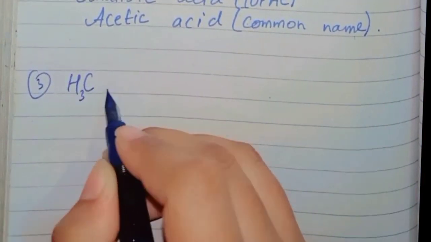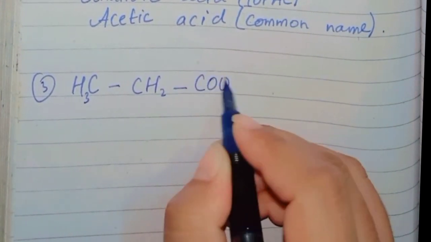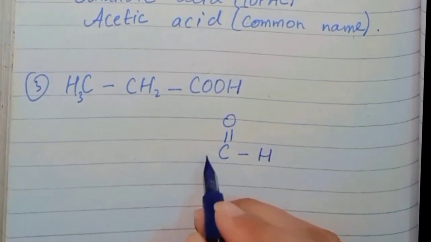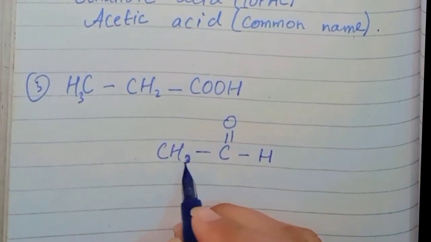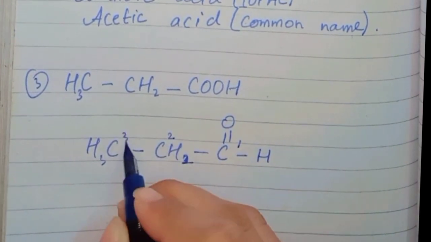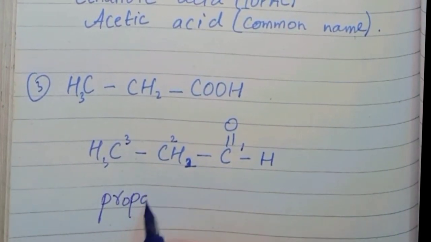The third example has the carboxylic acid group, COOH, with one methylene group and one methyl, so there are three carbons present. That's why its naming starts with propane and oic acid, which is named propanoic acid or propionic acid.